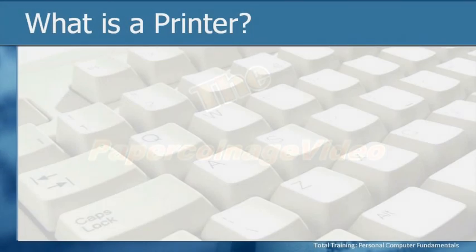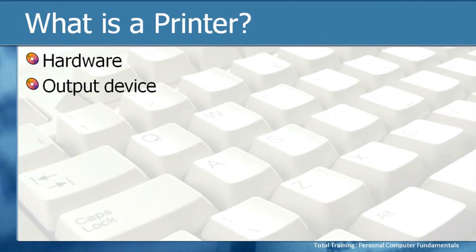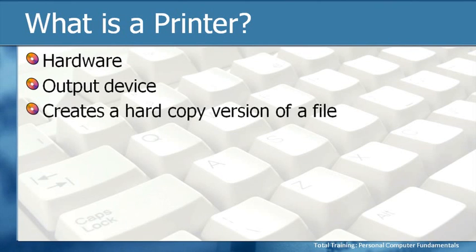Probably the second most common thing that we do with applications, other than saving a file, is to actually print a file. So let's start with the basic question, what is a printer? Well, going back to our basic concepts, a printer, of course, is a piece of hardware, and it's also an output device. It's how we get information out of the computer into a hard copy that we can have.